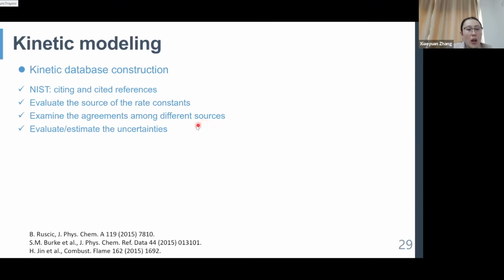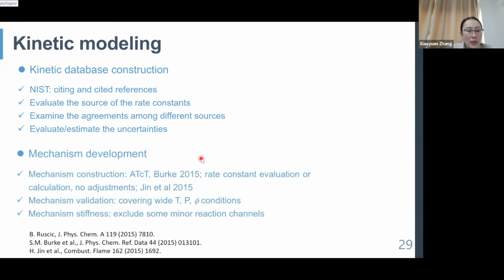For the rate constants, we evaluated the sources of the rate constants and estimated the uncertainties of the rate constants for model development. No adjustments were attempted to match the experimental data. The kinetic model was also validated against the comprehensive experimental conditions. To reduce the model stiffness, we excluded some minor reaction channels when constructing the model.